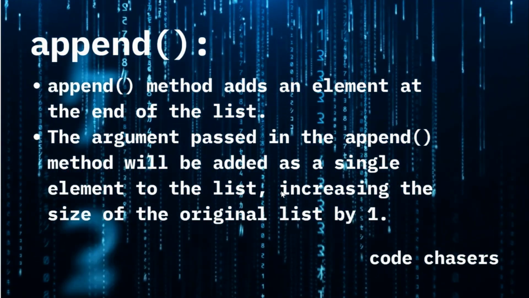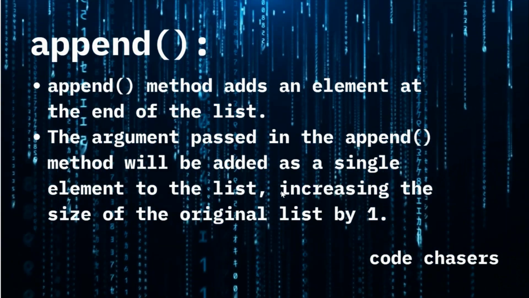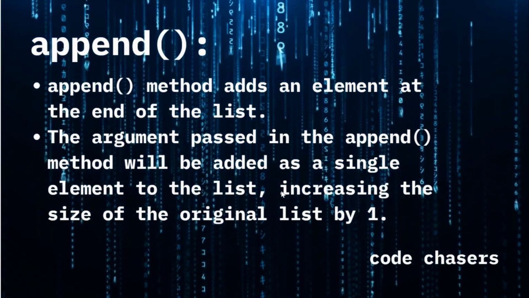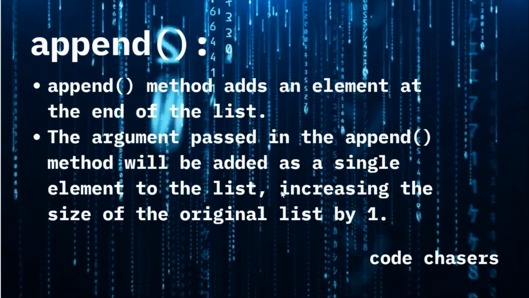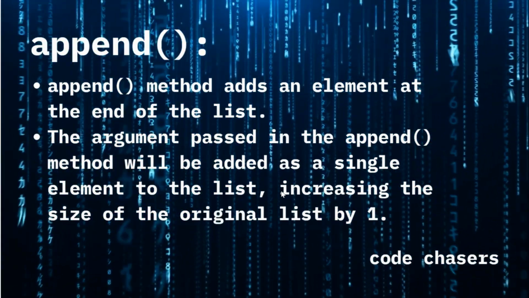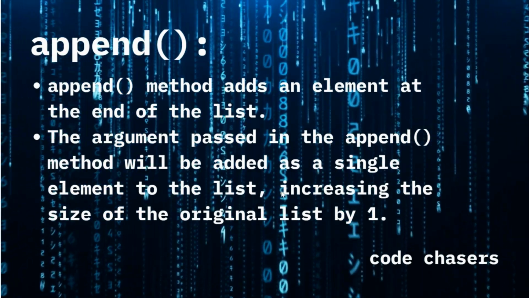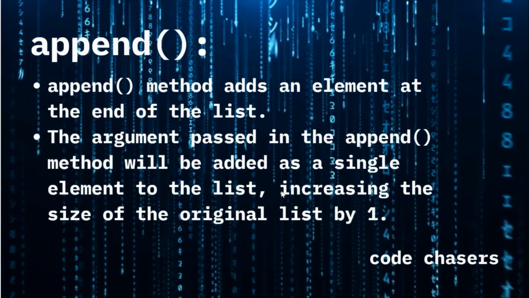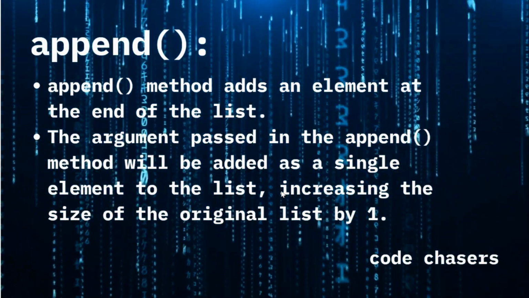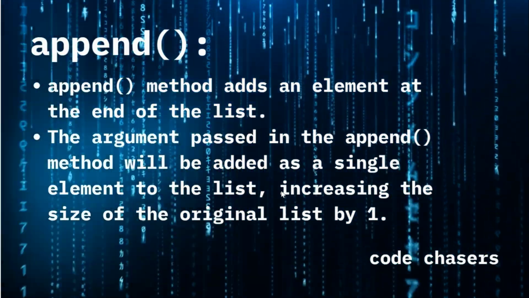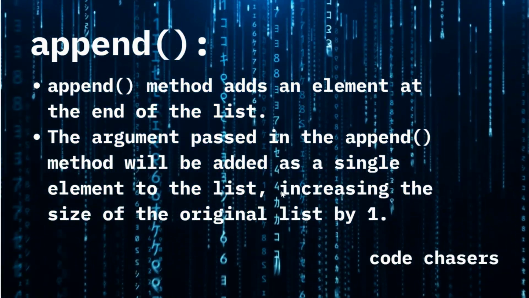The append method adds an element at the end of the list. The argument passed in the append method will be added as a single element to the list, increasing the size of the original list by 1. Don't worry, we will decode this statement in the coding part and see it word by word to understand it better. Before that, we will see how the syntax of append looks.